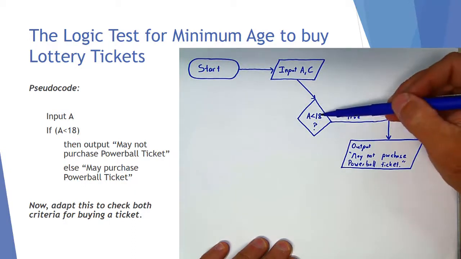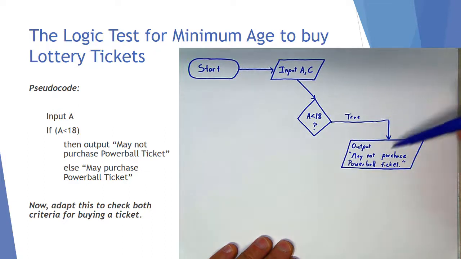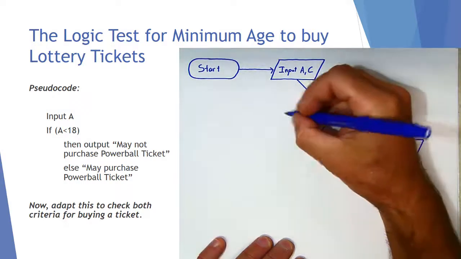After that, the first thing we'll do is check age. Are you less than 18 years old? Because if that's true, then our answer is you may not purchase a Powerball ticket, and it doesn't matter if you have cash or not. Whether you have $0 or $100, if you're under 18, you cannot buy a ticket.